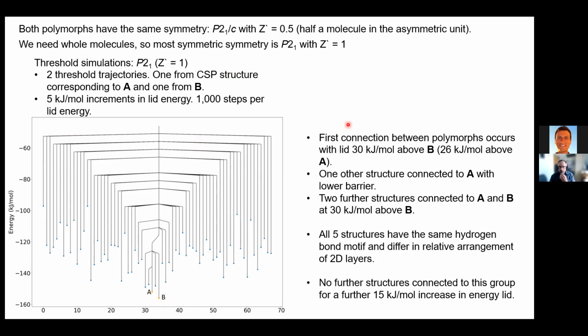And so you can see a few things here. The first connection between A and B comes when the lid is about 30 kilojoules per mole above the lowest energy point, which is polymorph B.